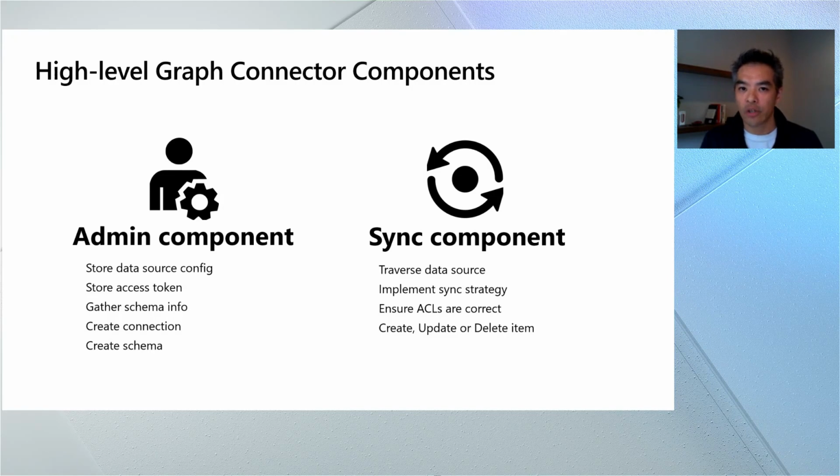Third, you will need to ensure the ACLs are correct so that the data that you ingest is only visible to the users who are meant to see them. Finally, you will make the call to create, update, or delete item in the graph. Now I will walk you through the 3 API calls that are critical to building your own connector.